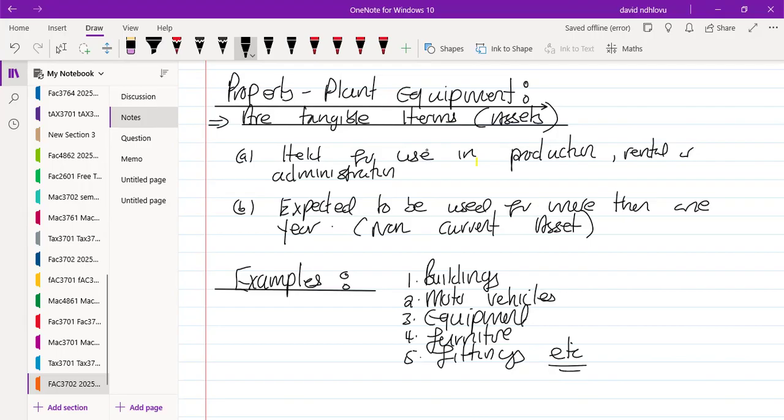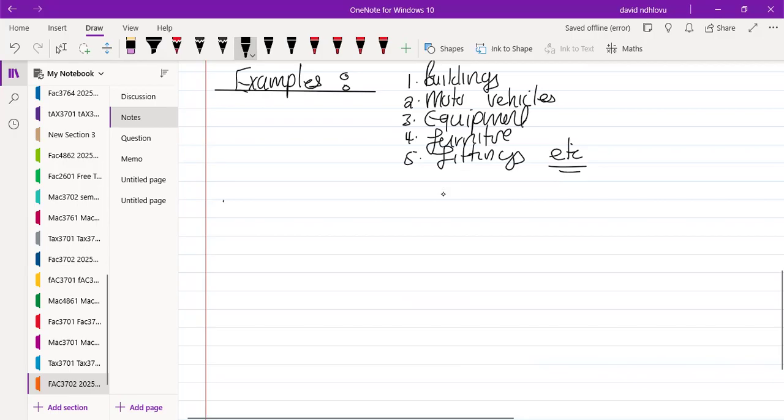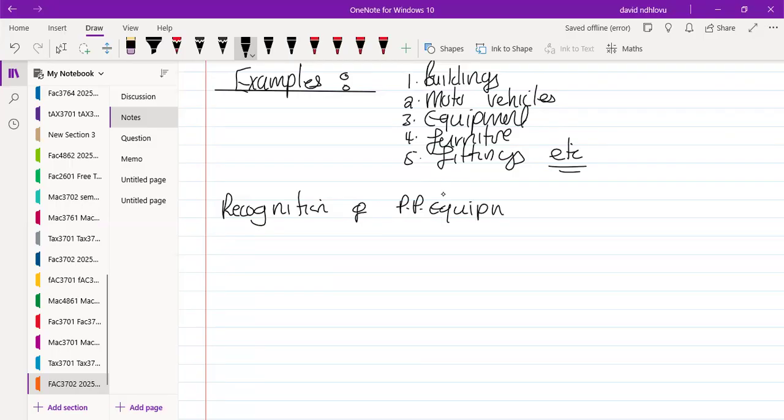So the first thing that we want to look at is the recognition of property, plant, and equipment. When we talk about recognition, we are saying at what point do we bring an item for the first time into the books of accounting? At what particular point do you say, now we should record this asset in the books? So that is recognition, initial recognition.